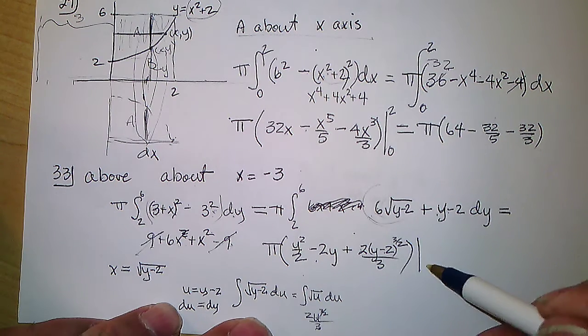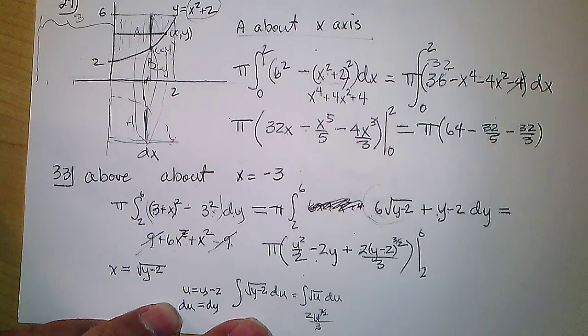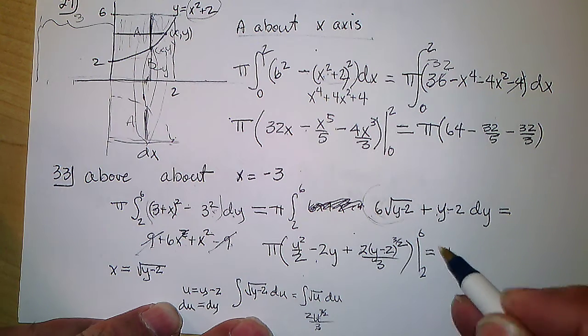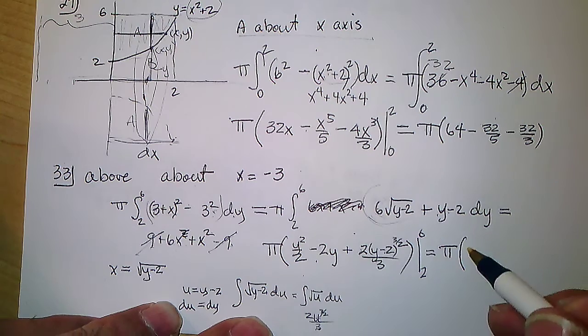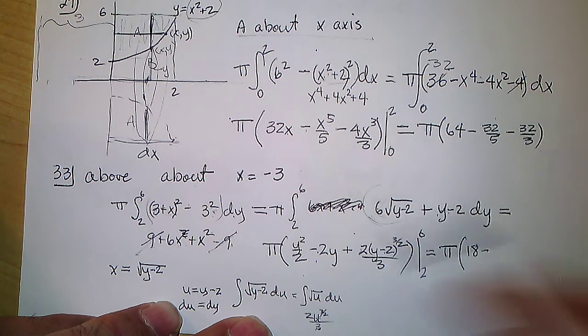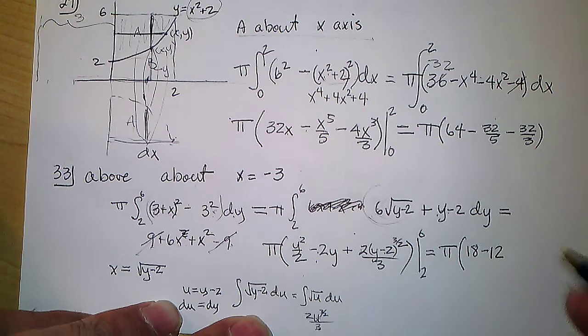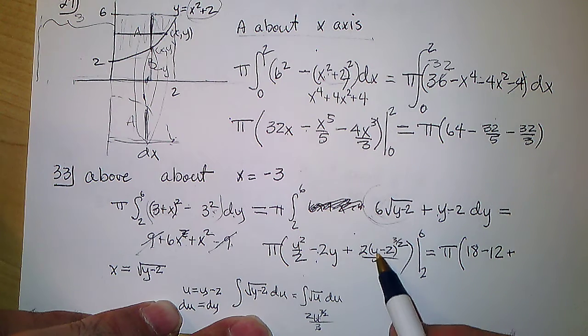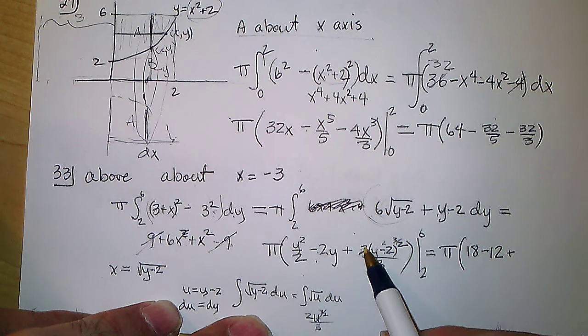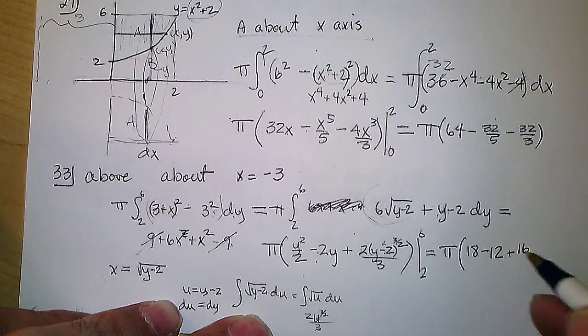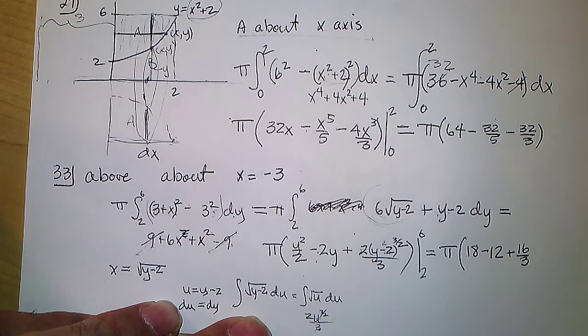Evaluated from 2 to 6. So I get pi, parenthesis, 36 over 2, which is 18, minus 2 times 6, which is 12, plus 6 minus 2 is 4. Square root of 4 is 2. Cubed is 8. Times 2 is 16 over 3. And that's everything with the 6 in it.